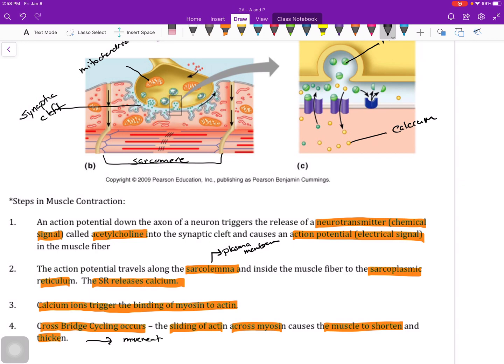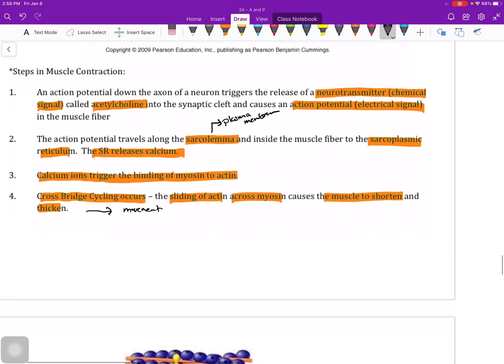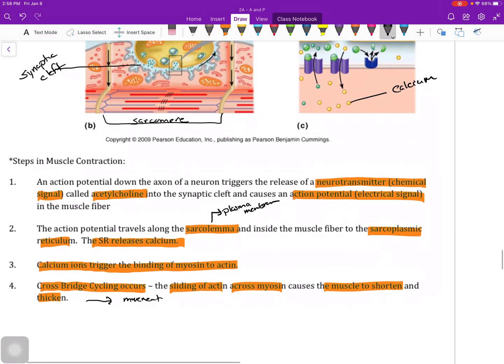All right? Now, so we take a look at this. You've got an electrical impulse. You've got an action potential. The brain has sent a message down the nerves to the muscle that you need to move. Okay, so it triggers the release of a neurotransmitter. That's a chemical message. It's a signal, and the chemical messenger that we're going to talk about here, the neurotransmitter, is acetylcholine. That goes into the synaptic cleft, and that causes an action potential in the muscle fiber.